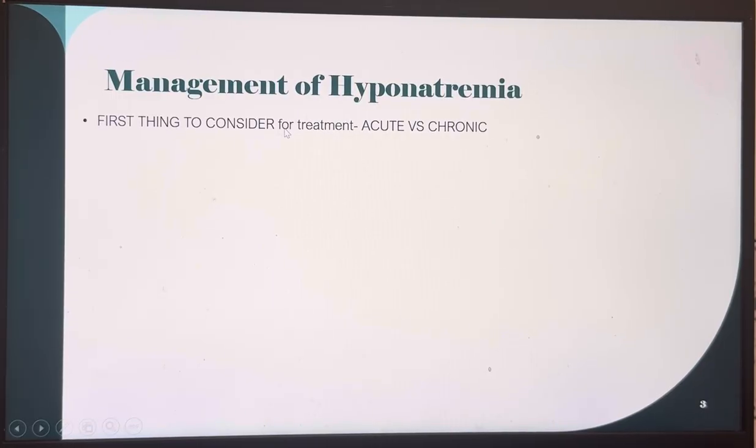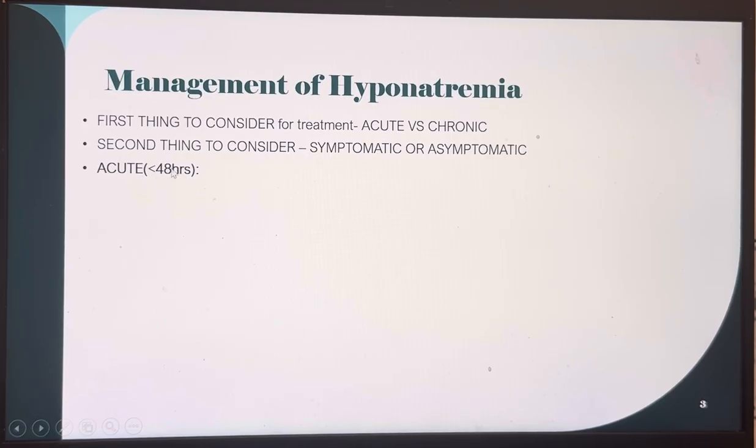The first thing to consider for treatment is whether it's acute versus chronic, and the second thing is whether it is symptomatic or asymptomatic. In our case, the patient was having symptoms for 6 days, and he is symptomatic. So he doesn't come under acute, because we don't know whether it is acute. Acute is defined as symptoms of less than 48 hours. We don't know when his sodium went low, but assuming it's so severely low, like 116, it should be more than 48 hours, so it should be chronic and he's symptomatic.